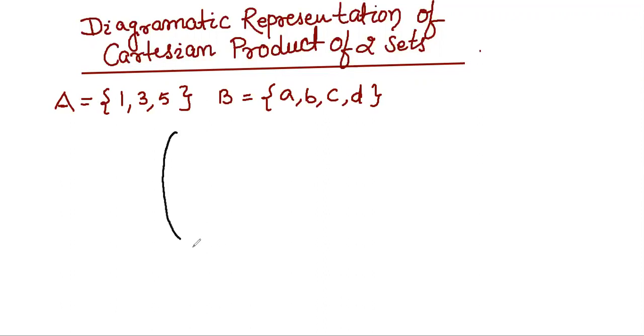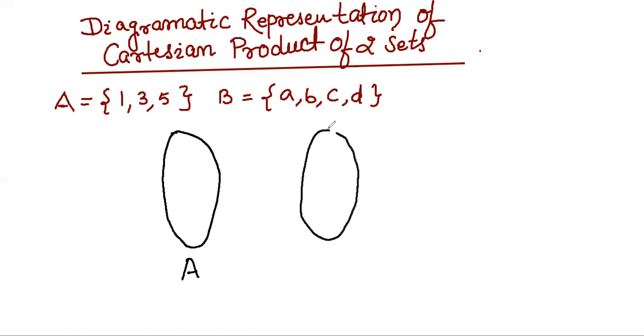So here we have to draw set A. This is set A. And then I'm drawing set B. We all know how to draw a Venn diagram, so this is a type of Venn diagram. This is set B. Now one by one we will represent the elements of A. The first element is 1, the second element is 3 and the next element is 5. Now we will represent the elements of set B. This is a, then b, then c, and the last one is d.